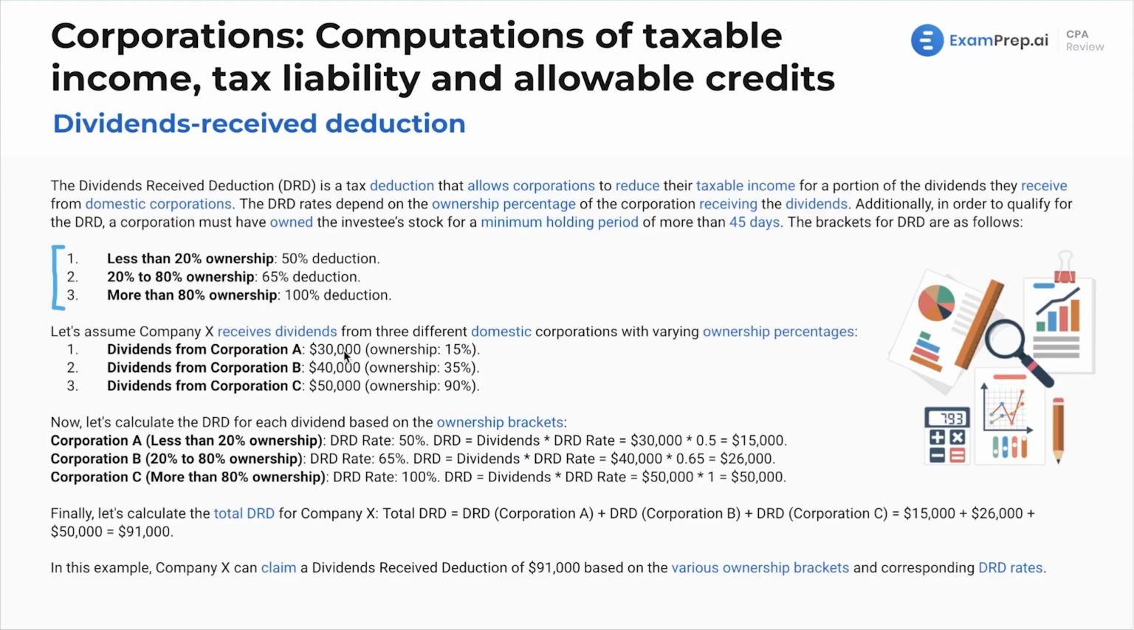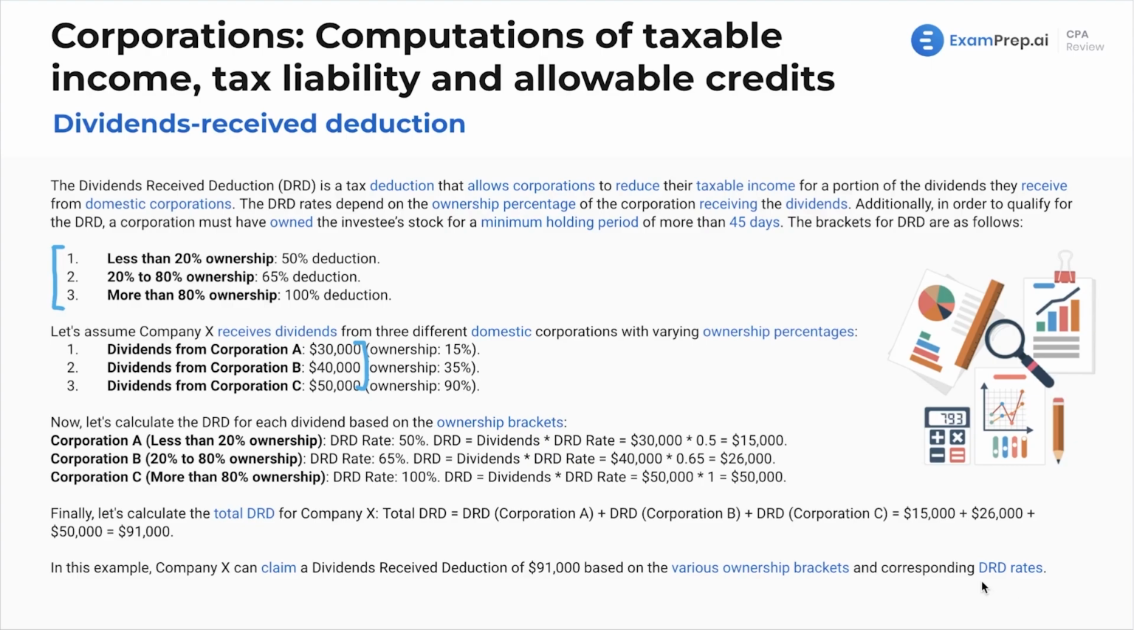In this example, we can claim a DRD of $91,000 based on our various ownership brackets and corresponding rates. Now keep in mind, the question could be tricky. It could ask you, what is the dividends received deduction? Or it could ask you, what is the total taxable amount after the dividends received deduction? And in which case you'd have different answers. If it asked for the total DRD, that would be $91,000. But if it asked for the taxable amount, that would be the 120 total minus the 91, giving you $29,000 left. That is subject to tax.